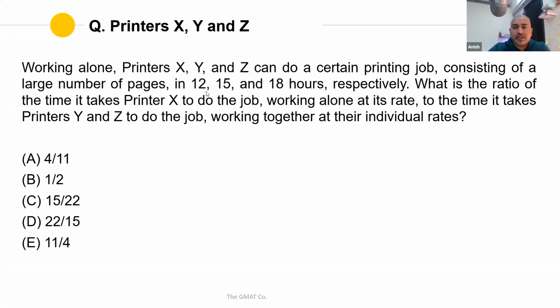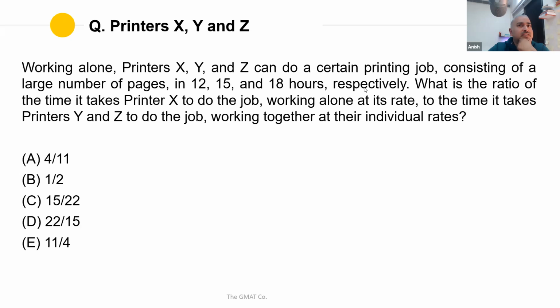All right, getting into this question. Working alone, printers X, Y, and Z can do a certain printing job consisting of a large number of pages in 12, 15, and 18 hours respectively. Who's the fastest, by the way? X is the fastest. He takes the fewest hours, 12 hours. Z is the slowest. Z alone takes 18 hours.